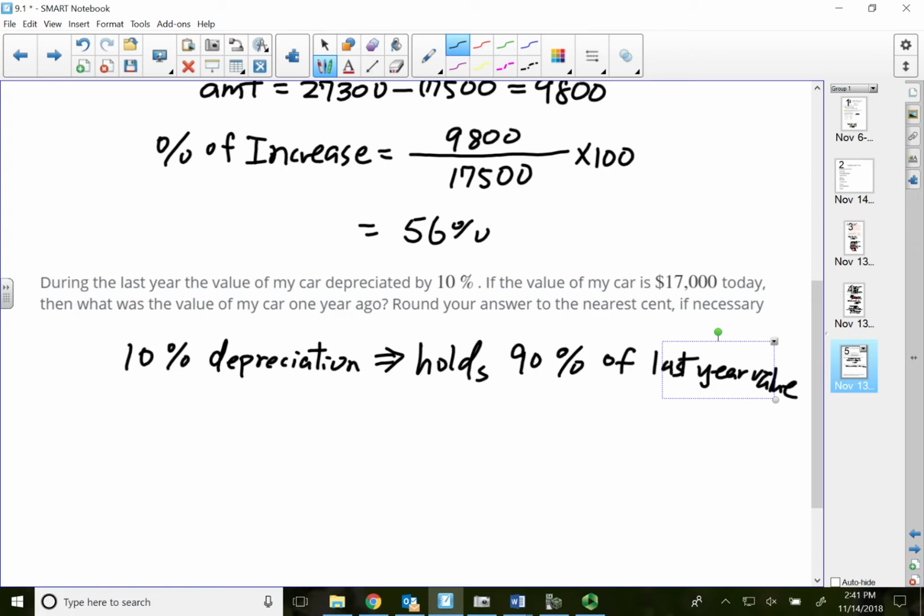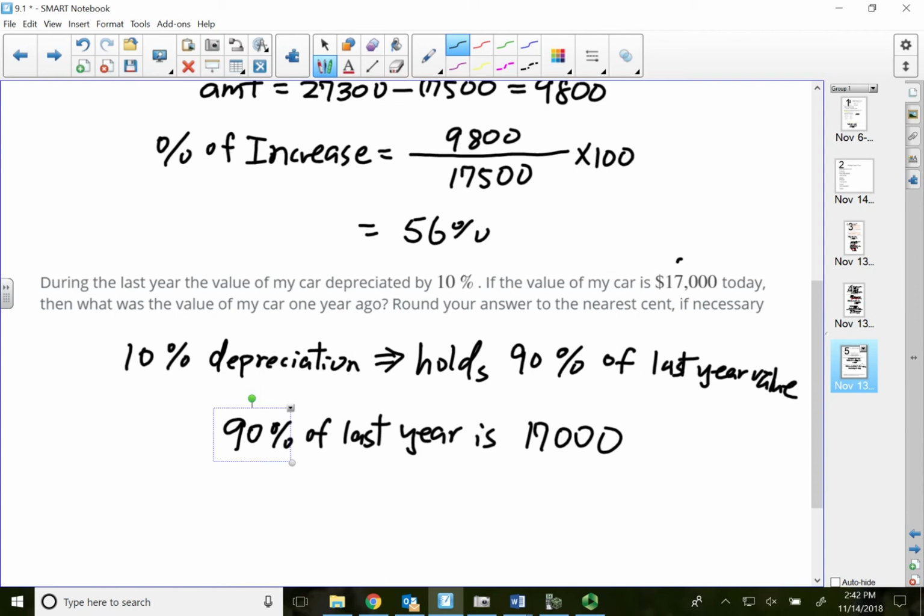Basically, what it's saying is that today my car is still worth $17,000 because I'm holding 90% of last year's value. So right now my $17,000 is 90% of last year's value. It's what my car is worth right now, $17,000, because it depreciated 10% from last year. So that means it still holds 90% of the value from last year.